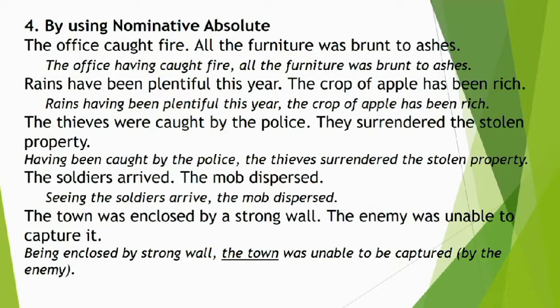So what is an absolute? Absolute means a part of a sentence that stands separately and it describes the subject or the verb. So let us see some examples. The office caught fire. All the furniture was burned to ashes. The office having caught fire, comma, all the furniture was burned to ashes.